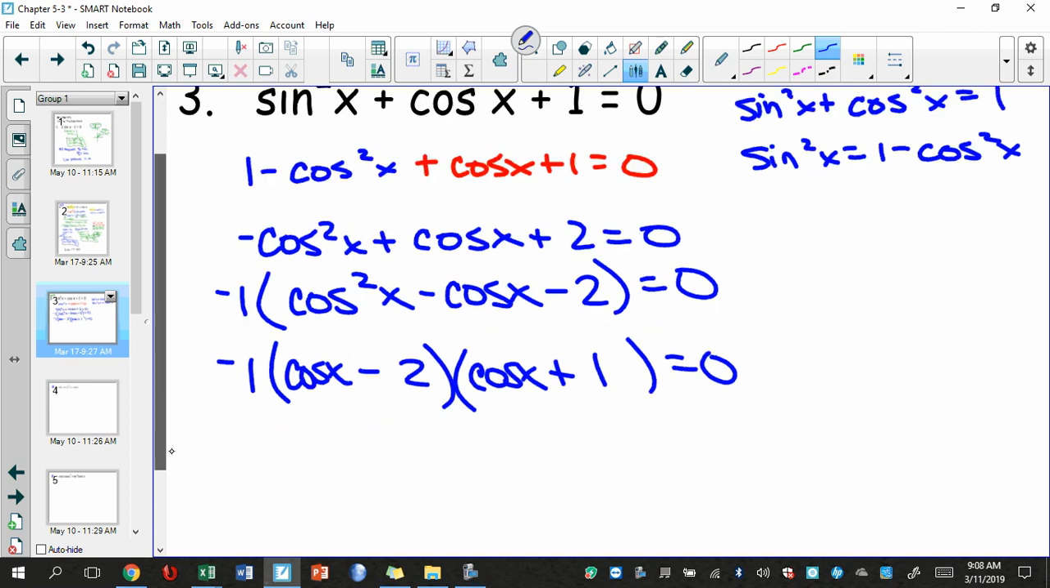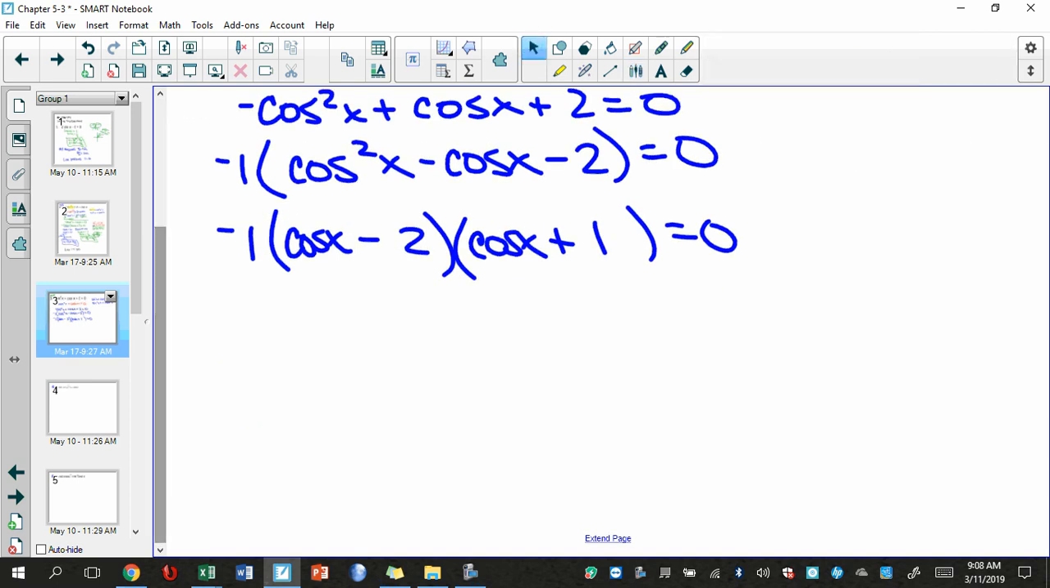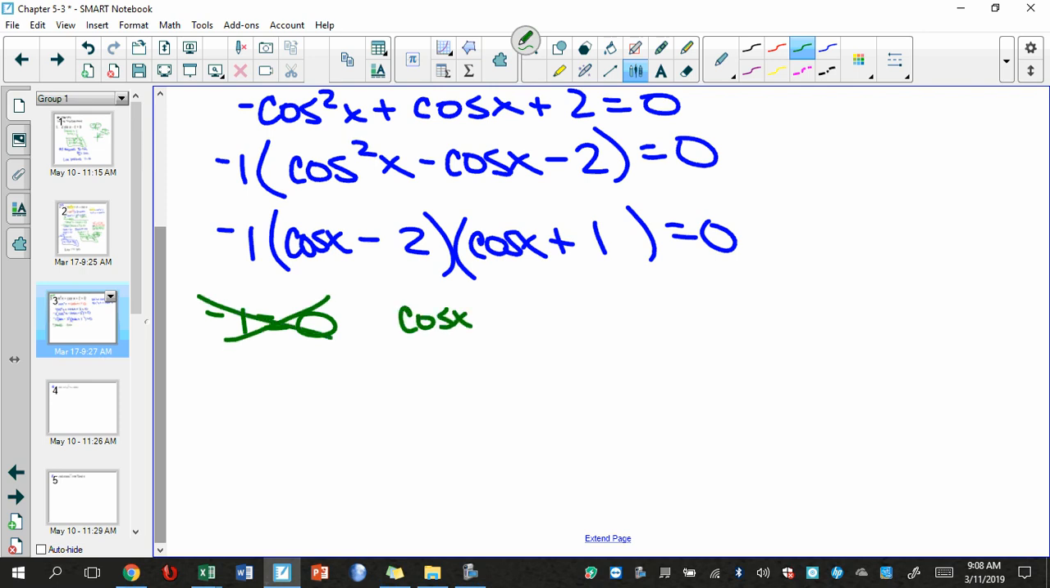Set every single thing equal to 0. So if we do that, I have -1 is equal to 0. Is that ever true? No, it's not even relevant to the problem anymore. Cosine of x minus 2 is equal to 0, and the cosine of x plus 1 is equal to 0. Yes?